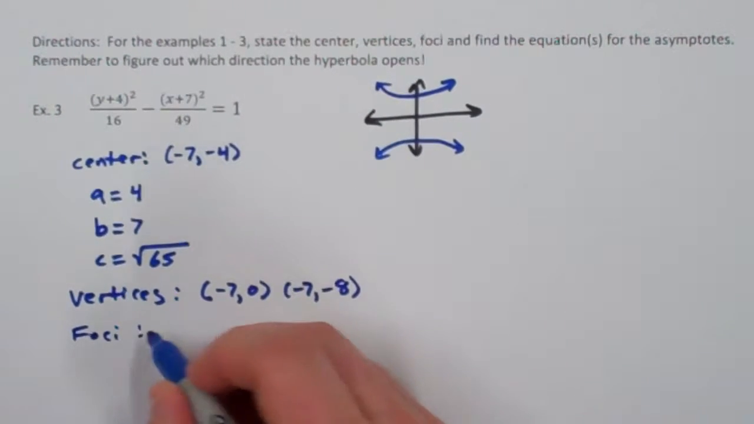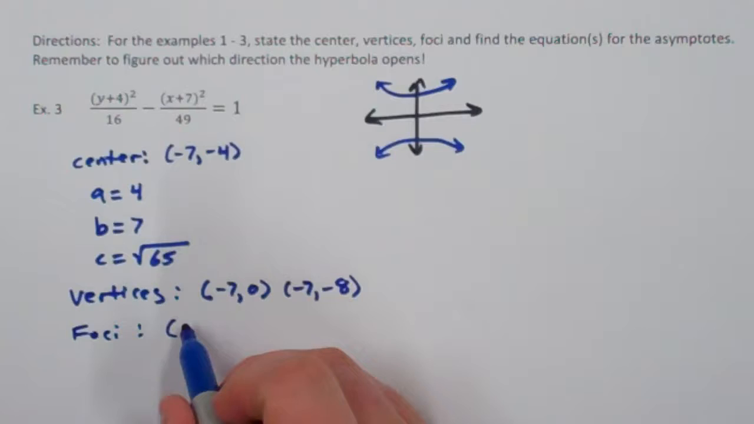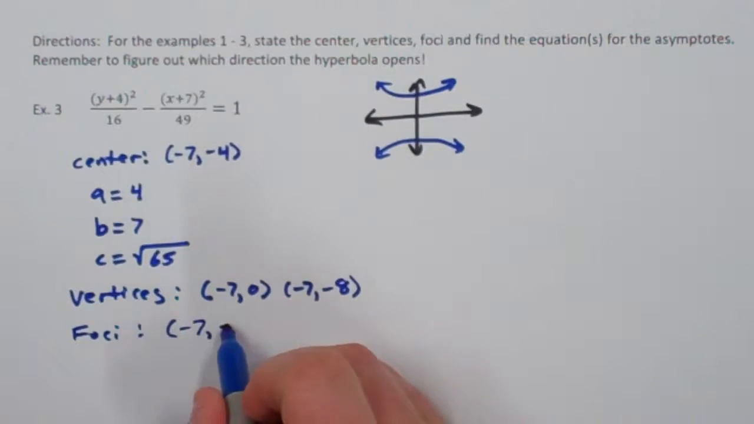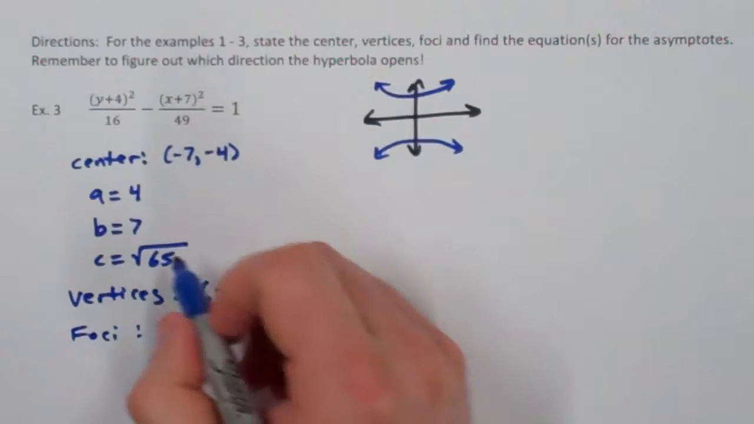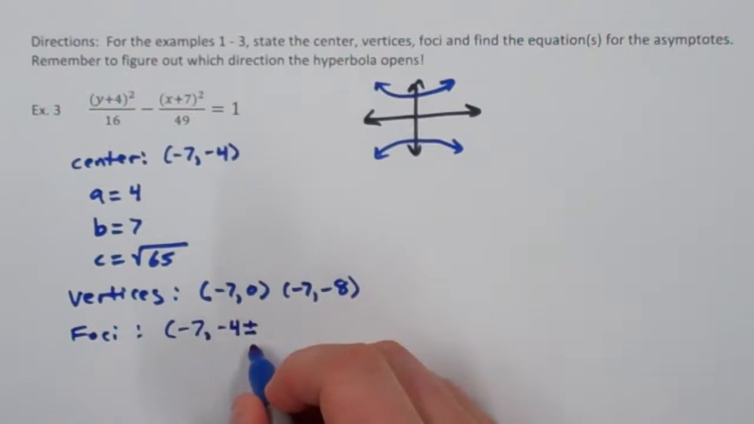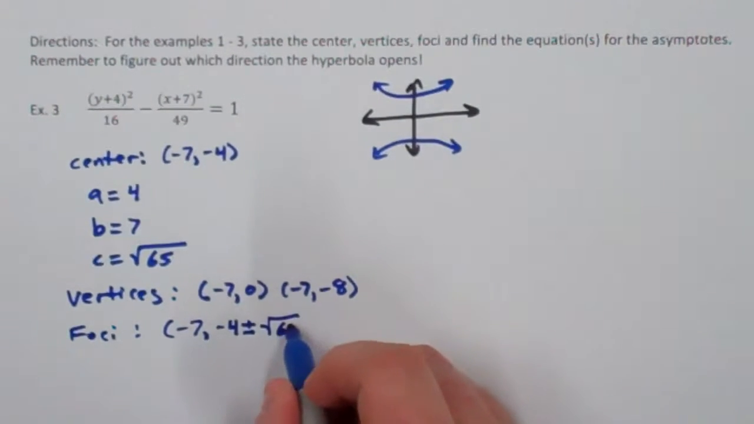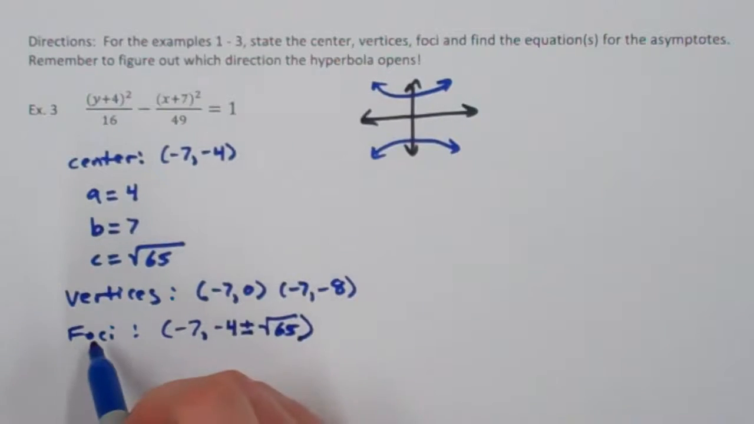Foci are going to be very similar. This one's actually a little bit easier maybe. The x value stays the same, the y value of the center, and then we both go up and down, plus or minus, by the square root of 65.